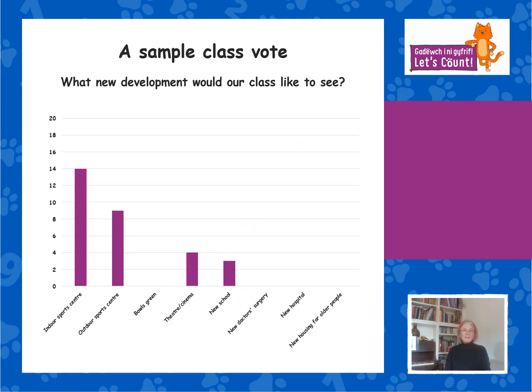So did you have a class vote, either in school if that's where you are, or online if you're learning from home? Maybe you collected your class votes into a spreadsheet and created a graph. This is one we've created for you. I wonder if your vote was similar.